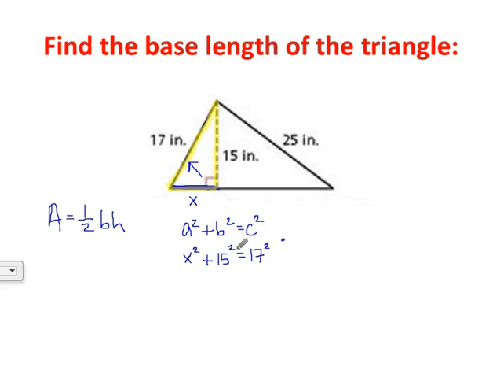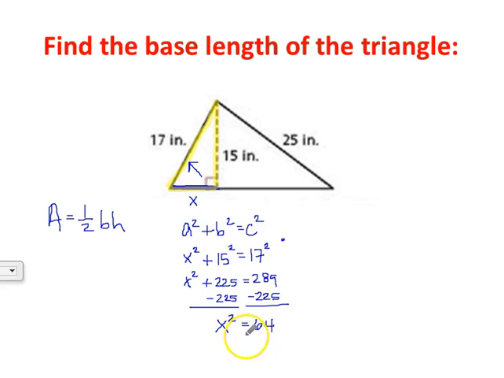squared. So let's do the math. We're going to take 15 squared, which is 225, and 17 squared is 289. So then to solve for x squared, we're going to subtract 225 from both sides. Okay, so 289 minus 225 is 64. So we're left with x squared on the left side of our equation, 64 on the right.